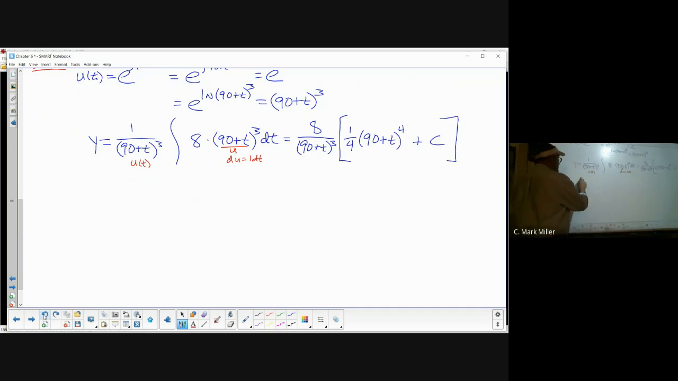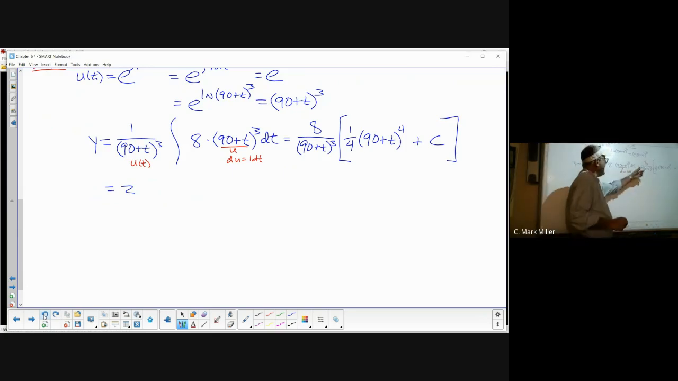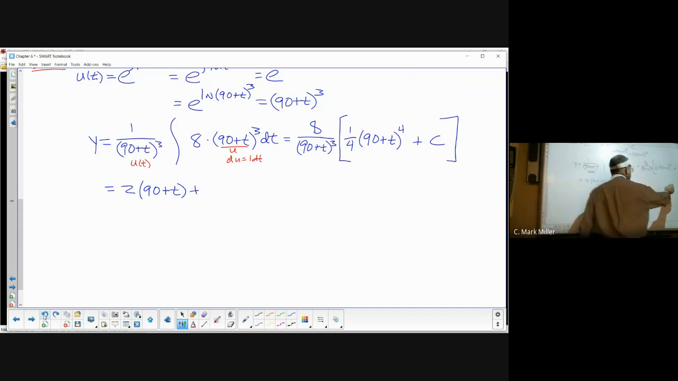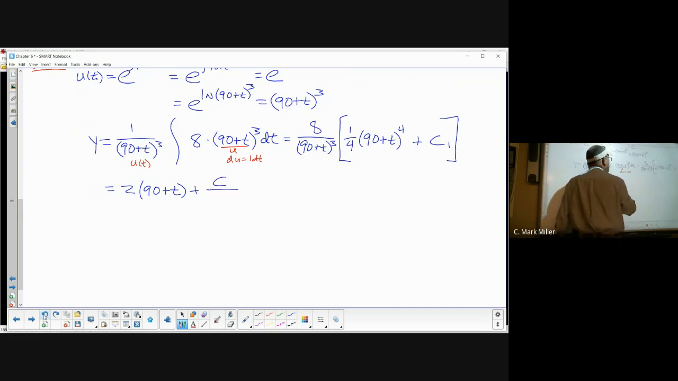And that is going to equal 2 times, because the 8 divided by 4 is a 2, 90 plus T, plus 8 times C, call this a C1. 8 times C is a C divided by 90 plus T to the cube. That is our solution to the differential equation, but that's not the solution to our problem.